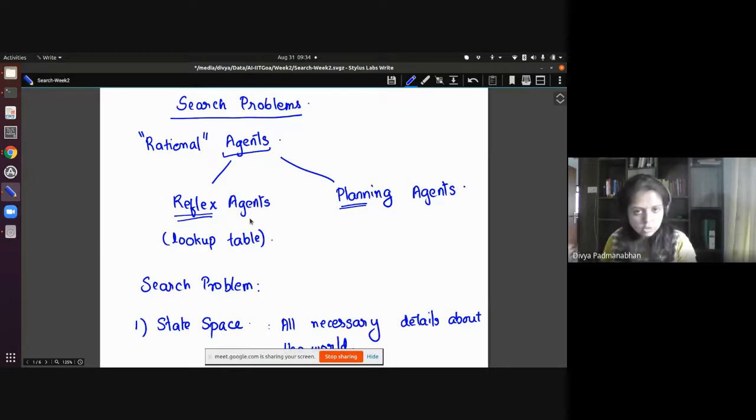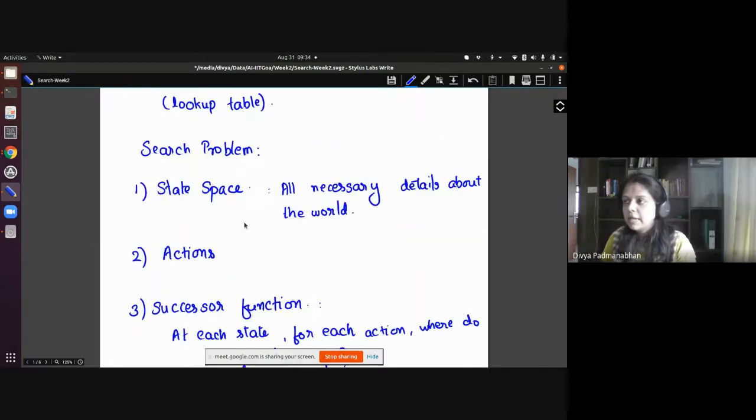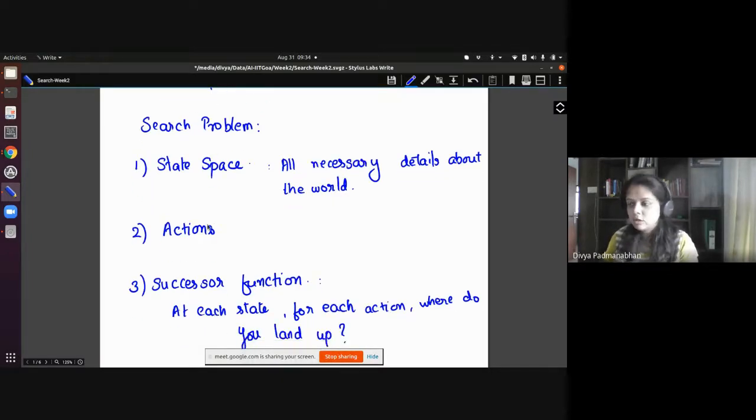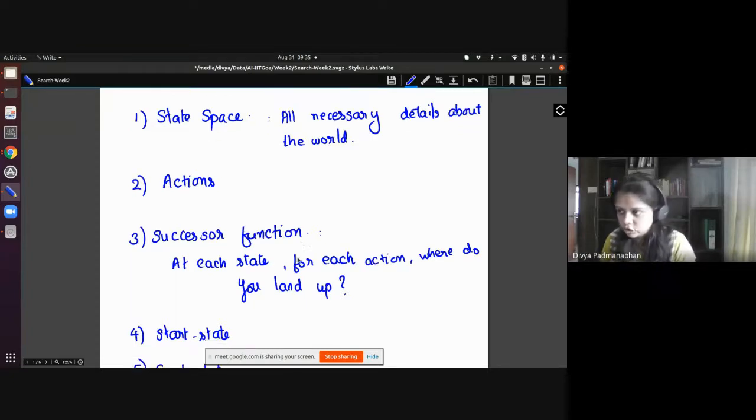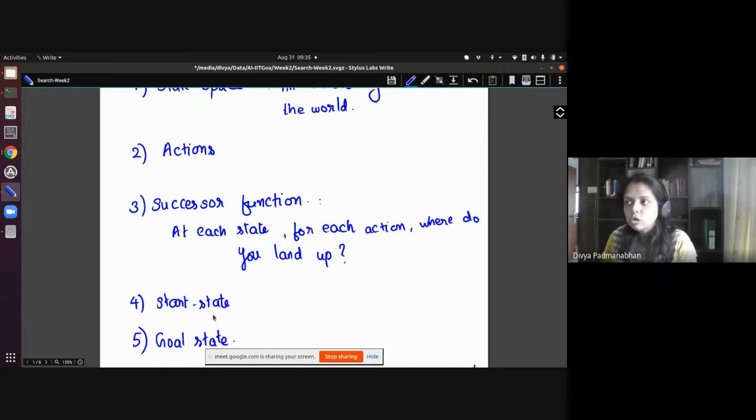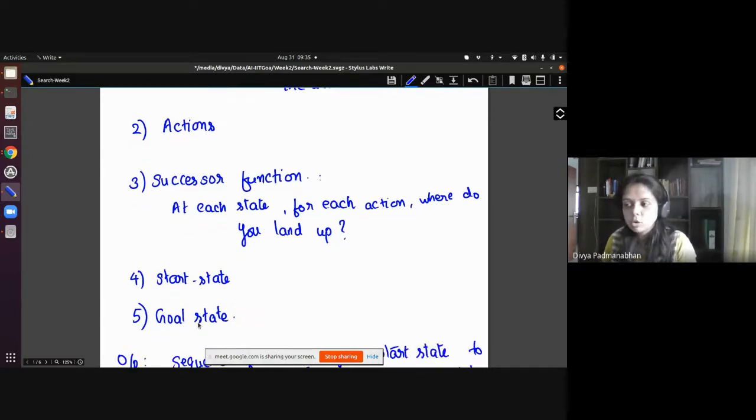So we started looking at search problems, and we looked at these components where a search problem contains a state space, a set of actions, and a successor function, which, at each state for an action you take, tells you where you land up and what the cost is. That's what the successor function gives you. And you also have a start state at which the whole process begins, and there is a goal state.